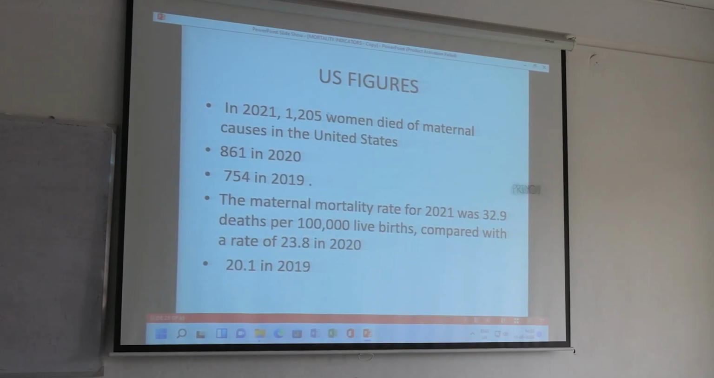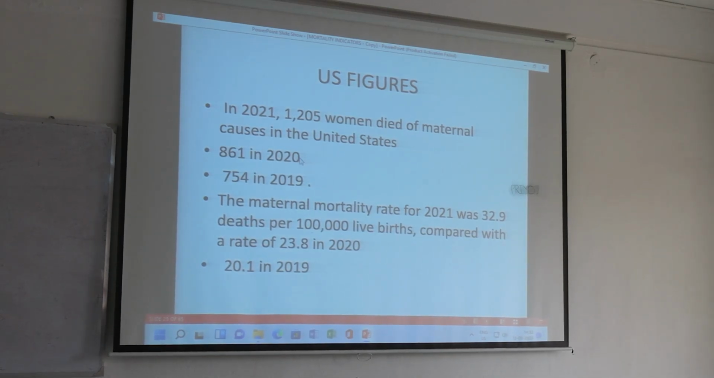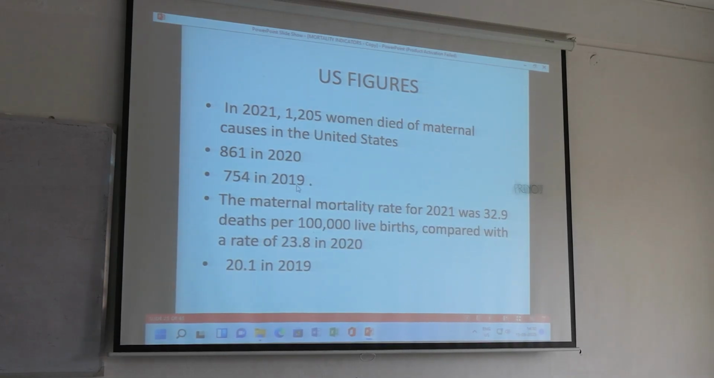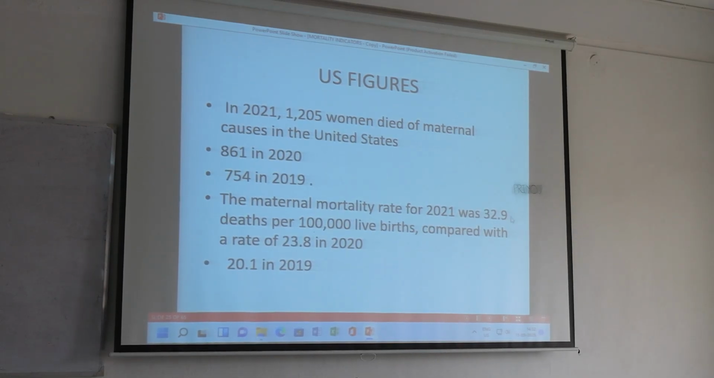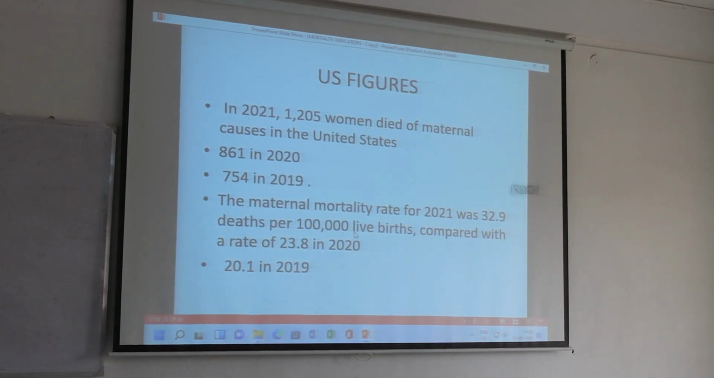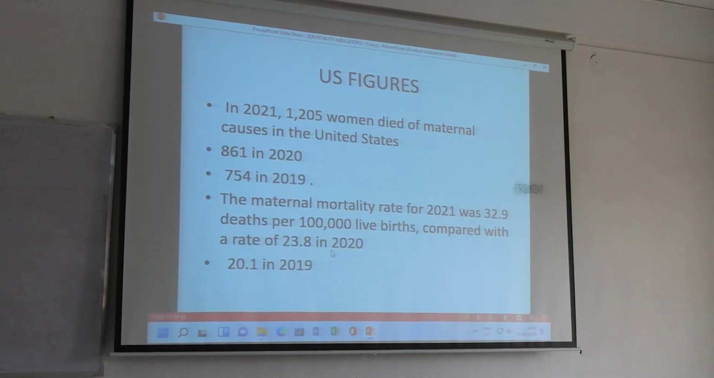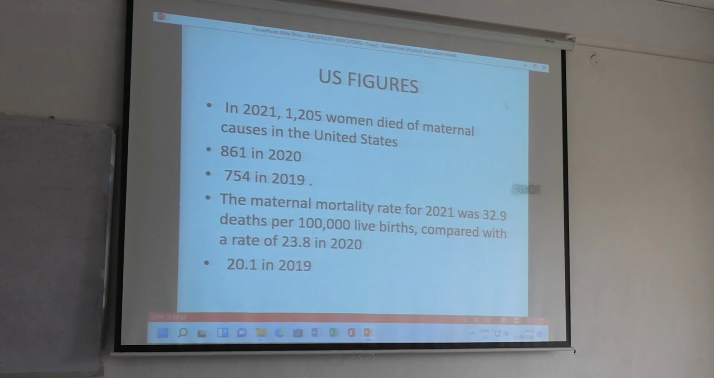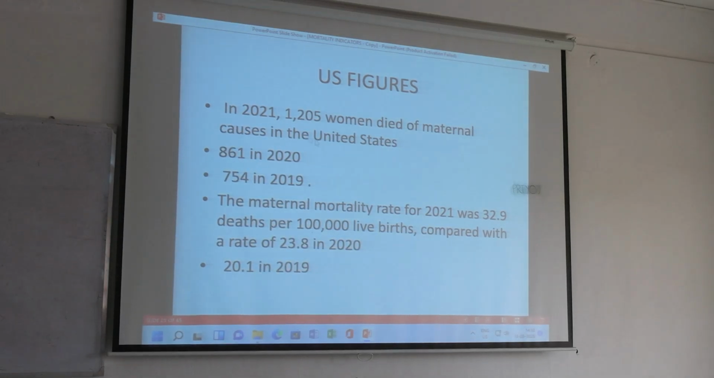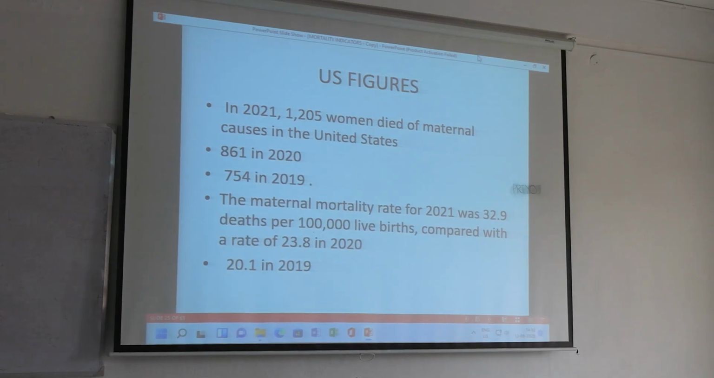So these are US figures. 1,205 people died of maternal causes in the United States, 861 in 2020, 754 in 2019. So if you compare the maternal mortality rate, in 2021 it is 32.9 deaths per 1 lakh births, compared with 23.8 in 2020 and 20.1 in 2019. So 1,205 divided by 1 lakh becomes 32.8.